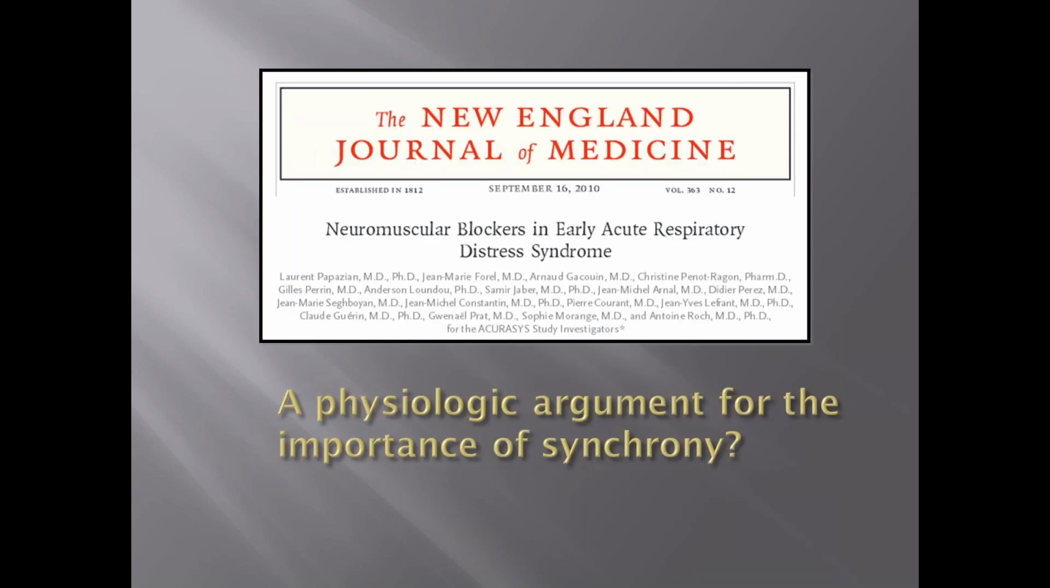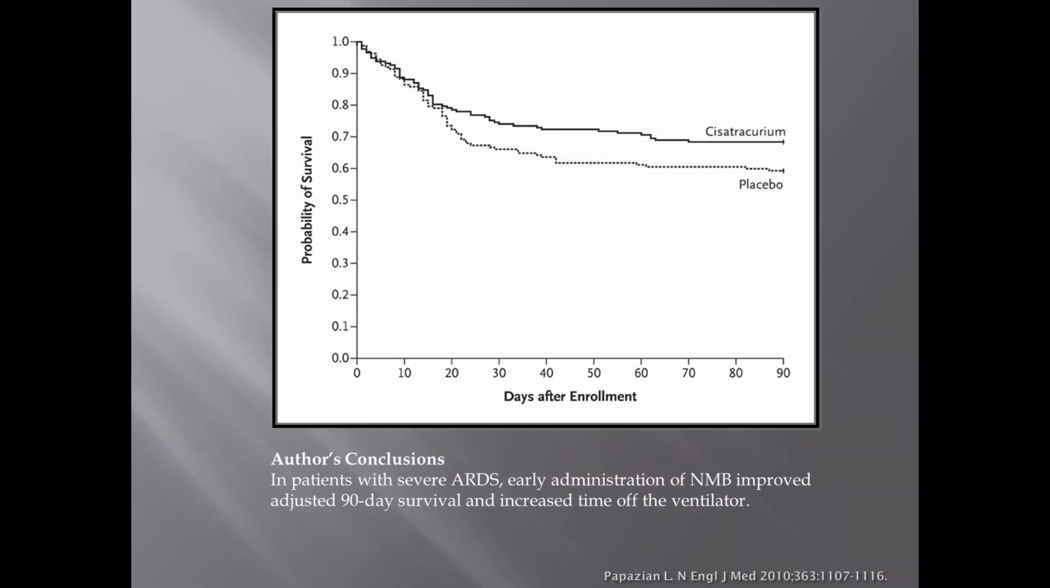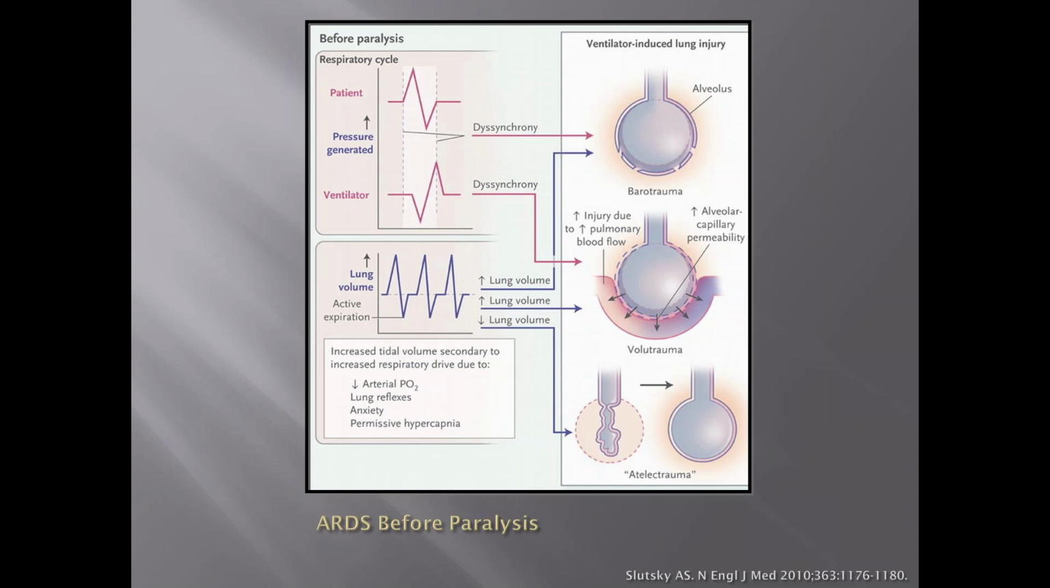So you guys are aware of this study, the ACURASYS study, where they paralyze patients with ARDS for the first 48 hours, and you guys know what they found? So mortality benefit. So why was this though? What was the hypothesis for why this helped? Ventilator synchrony. Yes, that was one of the hypotheses for why this helps.